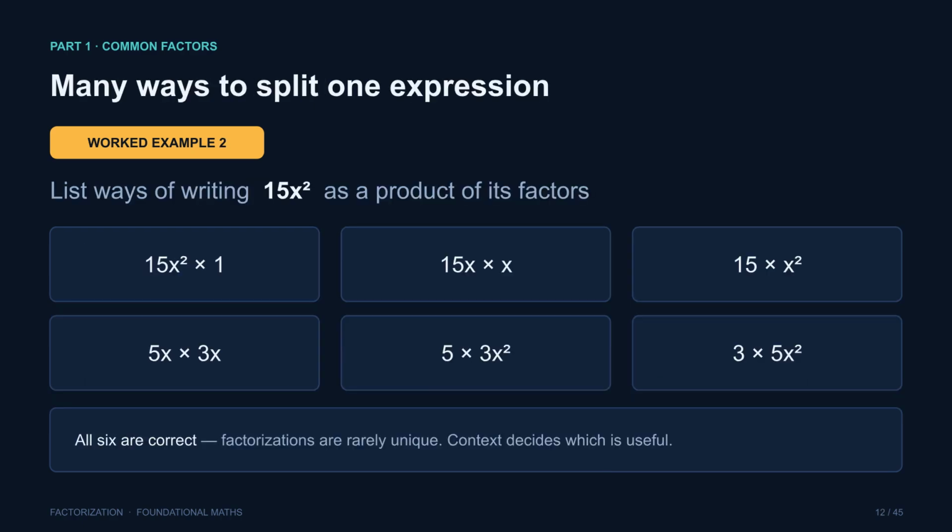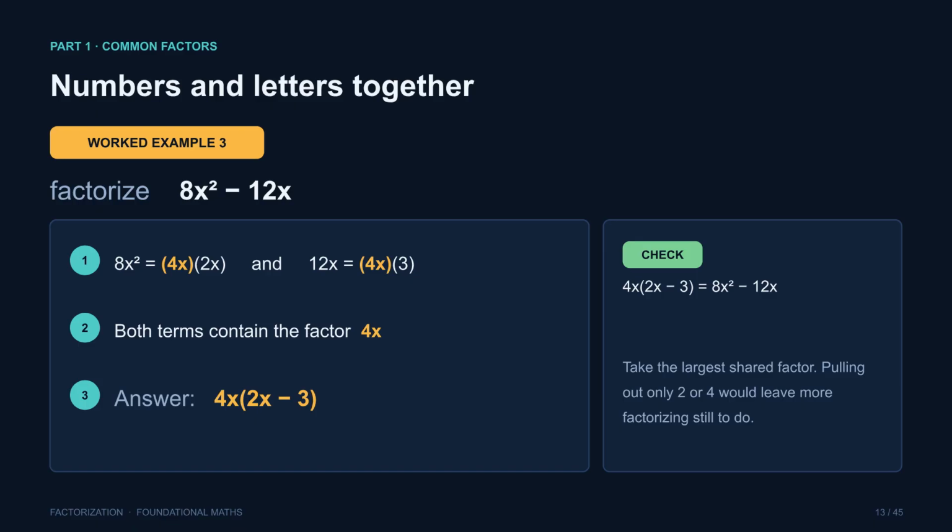In this second example, 15x squared can be split in many ways. All the products shown here are valid factorizations. Which one you choose simply depends on the specific problem you are solving. For 8x squared minus 12x, both terms can be written with 4x as a factor. We pull that 4x out to get 4x, multiplied by the bracket 2x minus 3. Always aim for the largest shared factor.